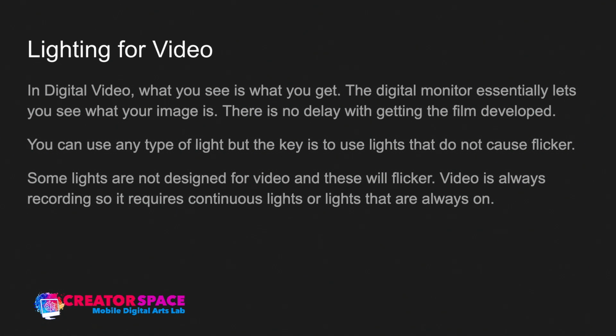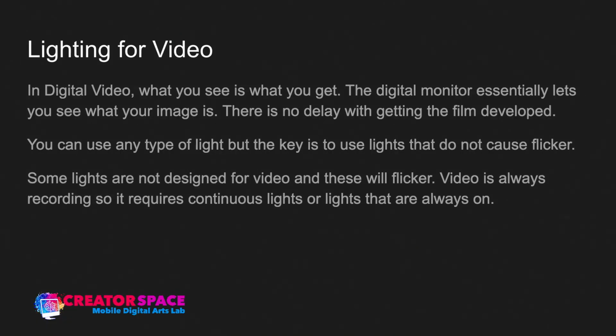You can use any type of light, but the key is to use lights that do not cause a flicker, and we'll talk about what that means. Some lights aren't designed for video, and these will end up flickering. It comes down to the frequency and electrical pulses. So some might flicker, and we want to avoid that. We want continuous lighting that won't flicker.